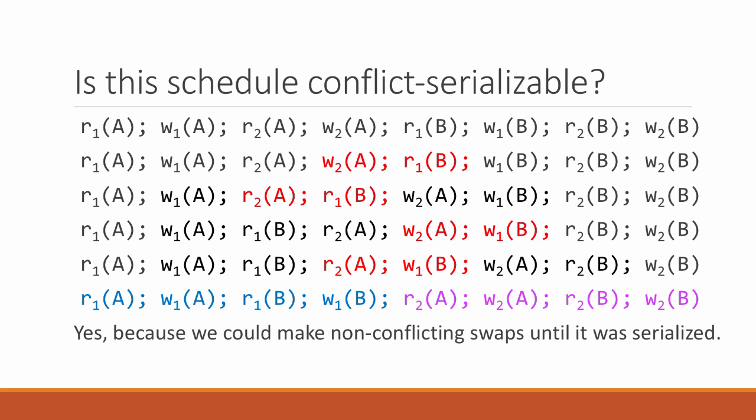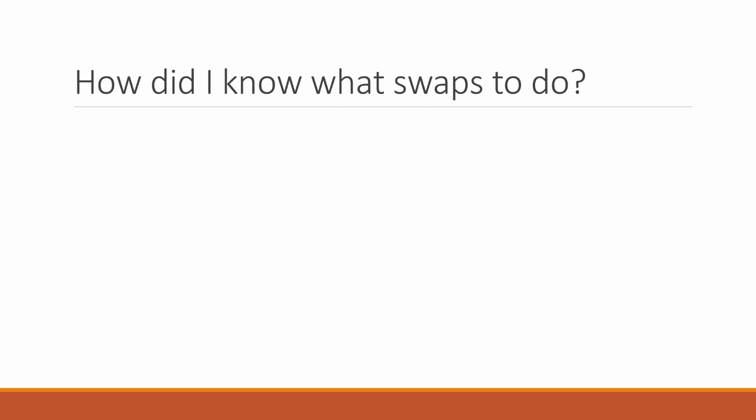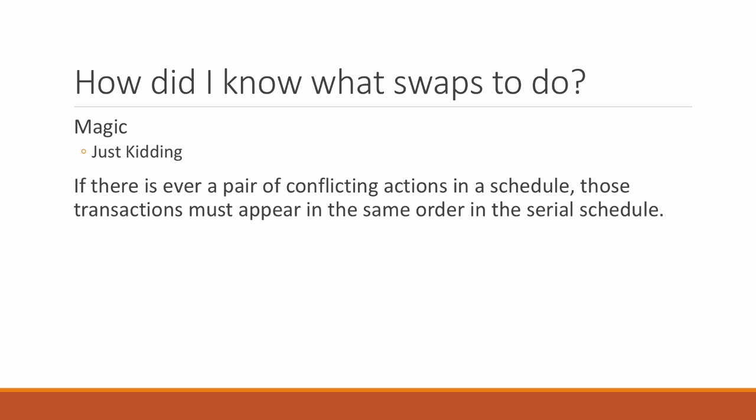Okay, so the big question you should be asking yourself is, how did I know which of those swaps to do? And the correct answer here is, of course, magic. Okay, no, I'm just being silly here. The way that it goes is, you can look for all pairs of conflicting actions in a schedule. And if you have any conflicting actions in a schedule, the rule is the transaction of those pairs must be in the same order in the eventual serial schedule.